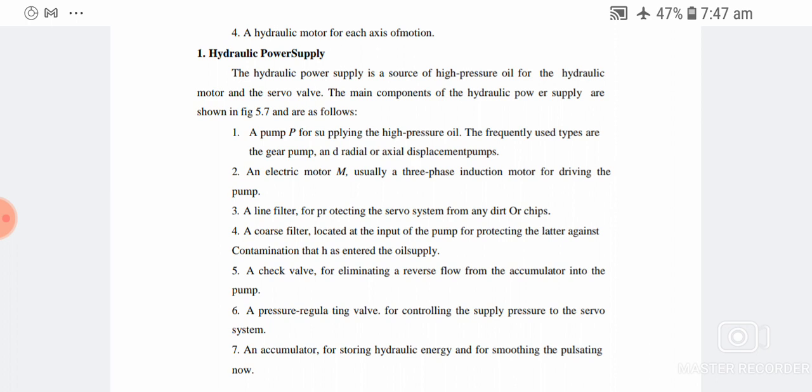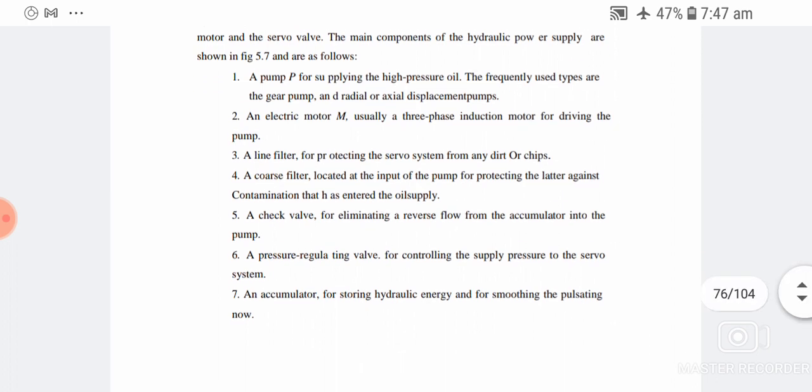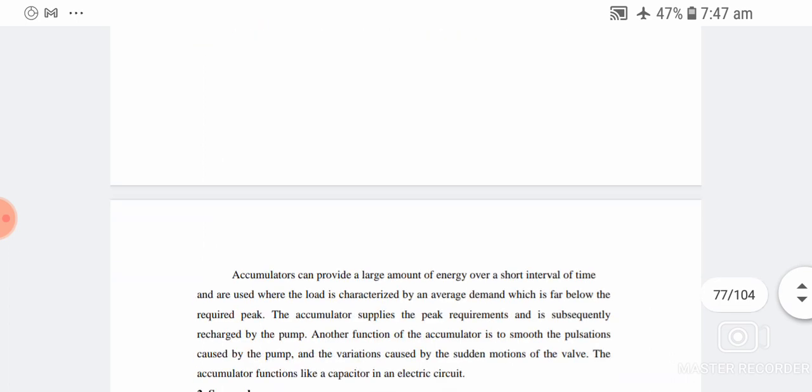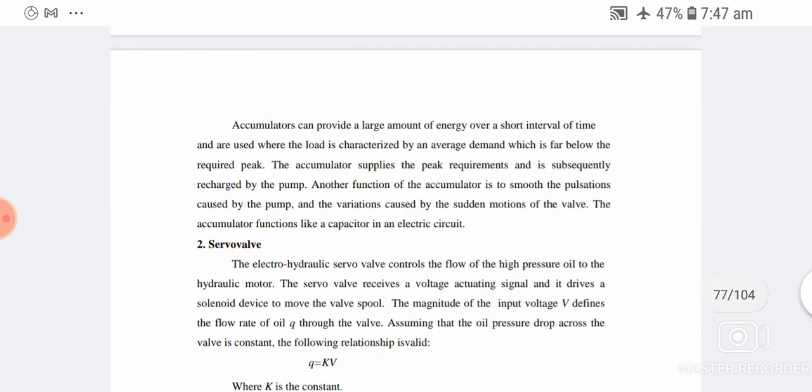The check valve for eliminating the reverse flow from the accumulator into the pump. A pressure regulating valve for controlling the supply pressure into the servo system. An accumulator for storing hydraulic energy and for smoothing the pulsating flow. The accumulator can provide a large amount of energy in a short interval of time.